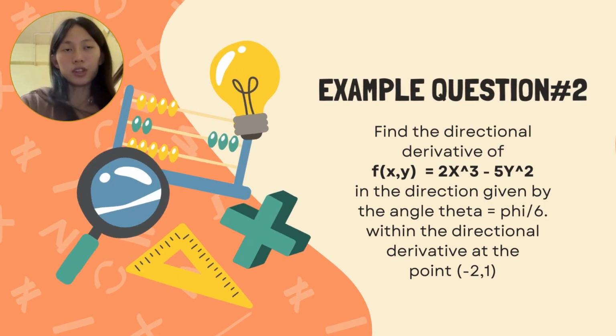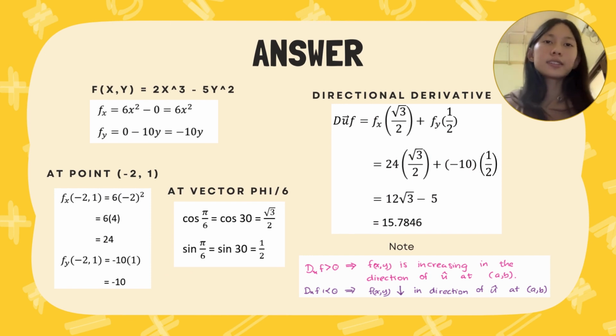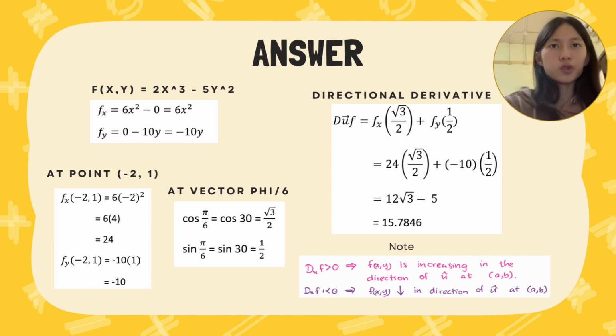Next, the second example question. Find the directional derivative of f(x, y) = 2x³ − 5y² in the direction given by the angle θ = π/6 at the point (−2, 1). Okay, so this is the answer for this second question. We just need to do the same thing as the first question. So first we need to find the partial derivatives fx and fy of f(x, y) = 2x³ − 5y². fx will become 6x² and fy will become −10y.